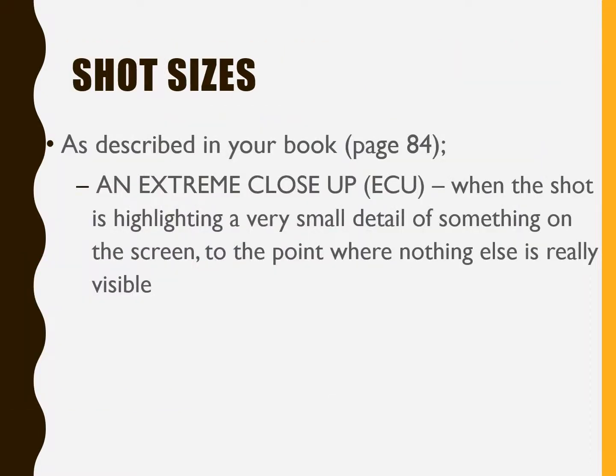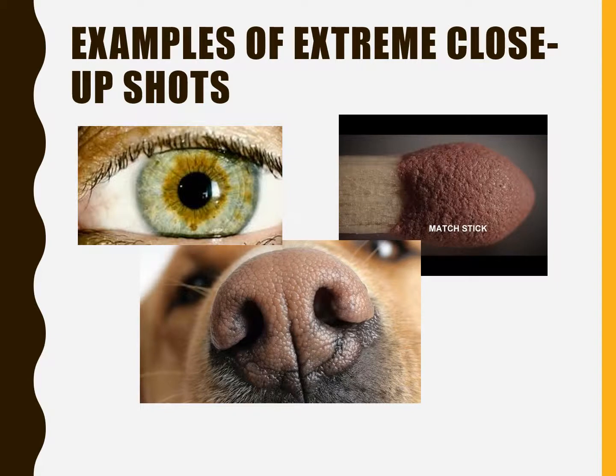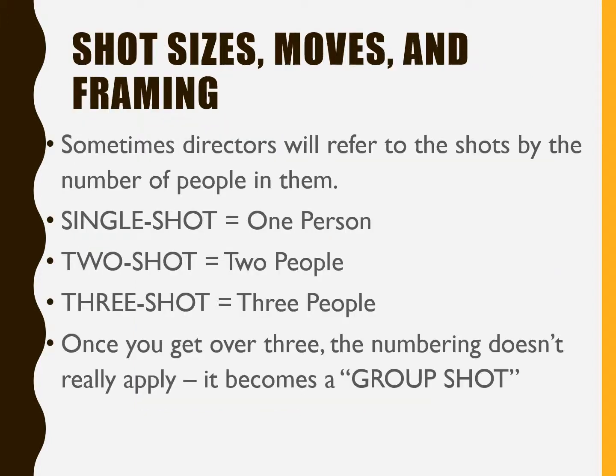The next step is logically the extreme close-up, when the shot is highlighting a very small detail of something on the screen to the point where nothing else is really visible. These are 3 examples: an eye, a dog's nose, the top of a matchstick. These are all extreme close-ups.